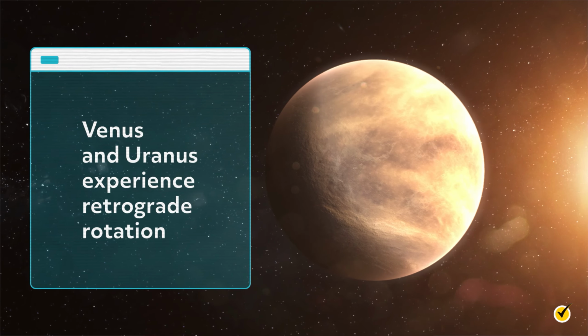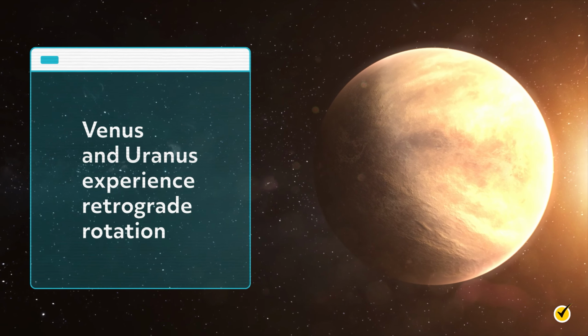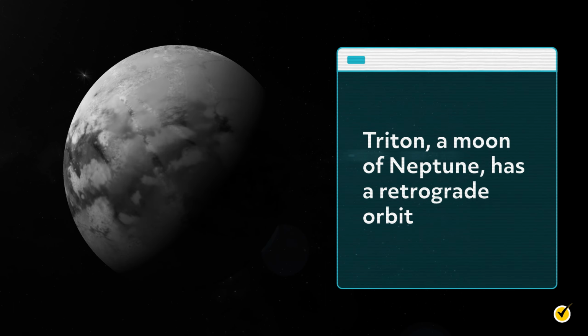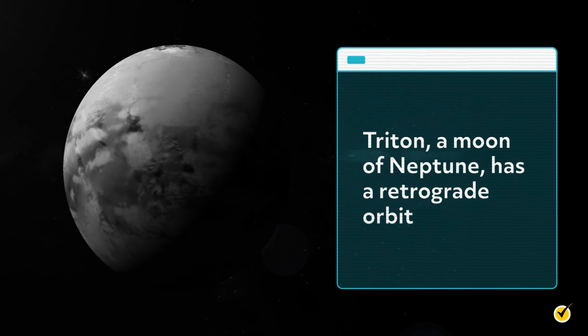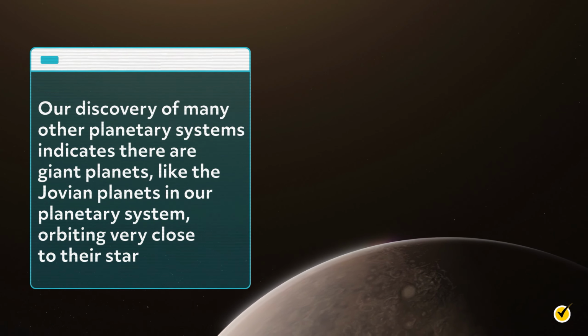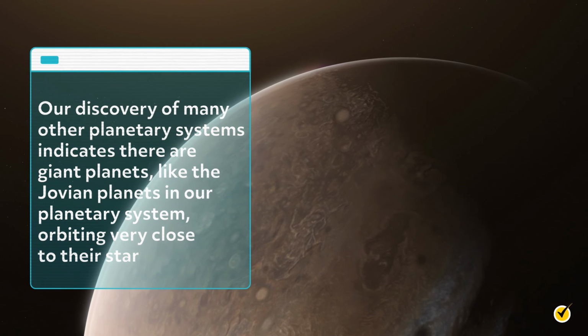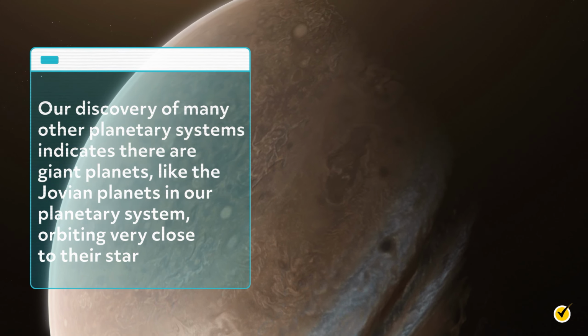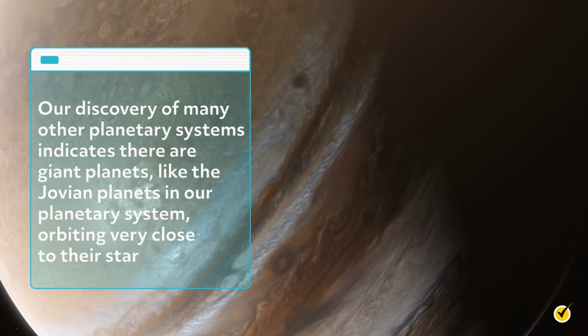Of course, there are still mysteries with this theory due to observations that do not support the theory. First, Venus and Uranus experience retrograde rotation. Secondly, Triton, a moon of Neptune, has a retrograde orbit. Thirdly, our discovery of many other planetary systems indicates there are giant planets, like the Jovian planets in our planetary system, orbiting very close to their star.